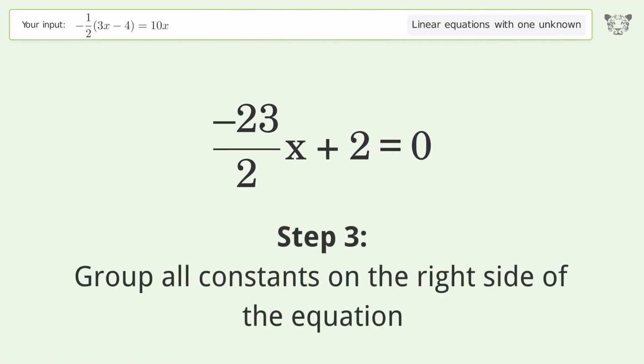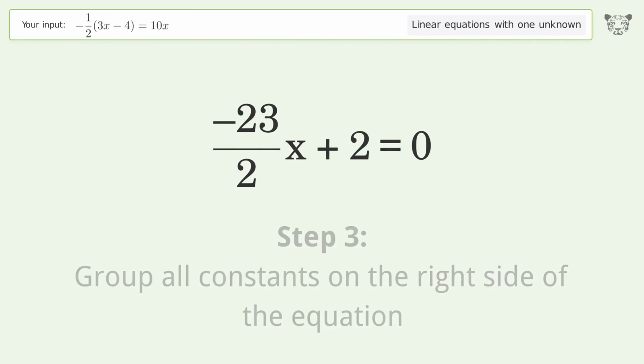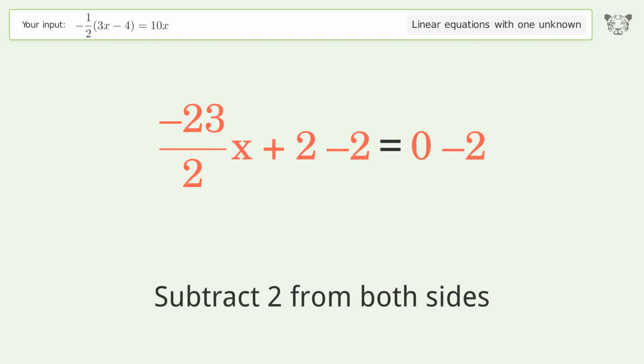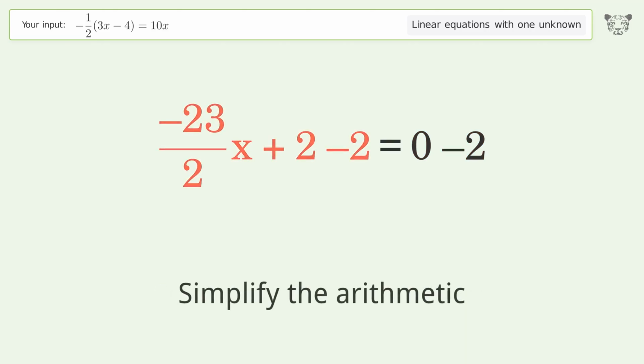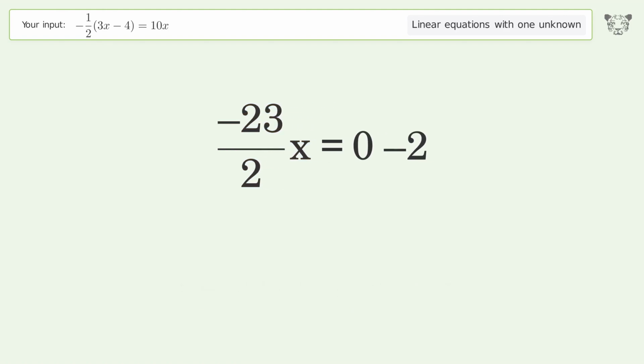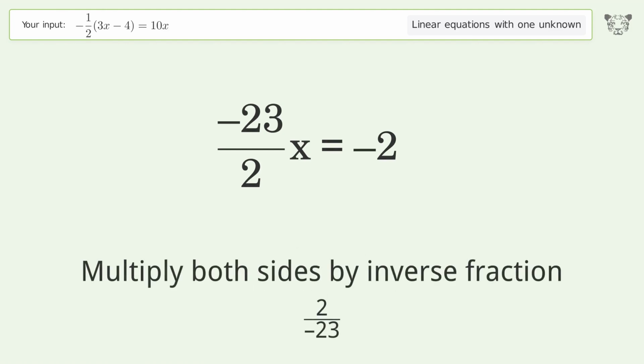Group all constants on the right side of the equation. Subtract 2 from both sides. Simplify the arithmetic. Isolate the x. Multiply both sides by inverse fraction 2/-23.